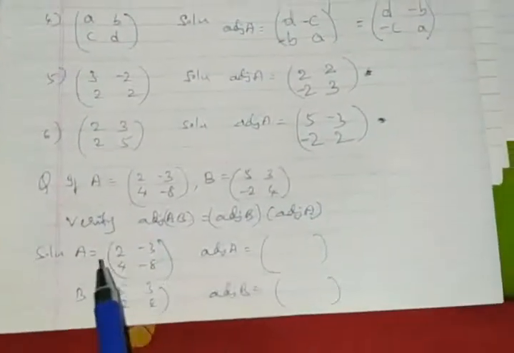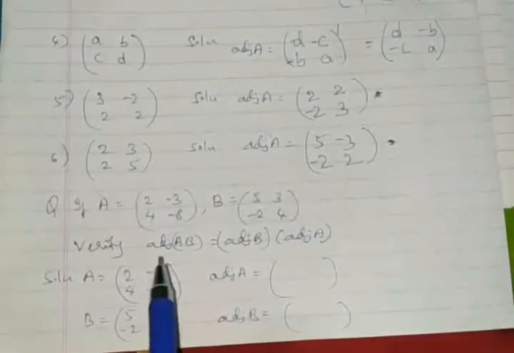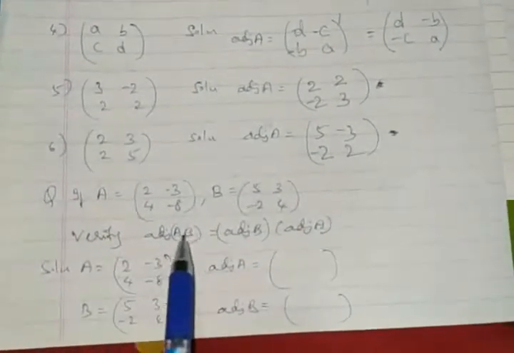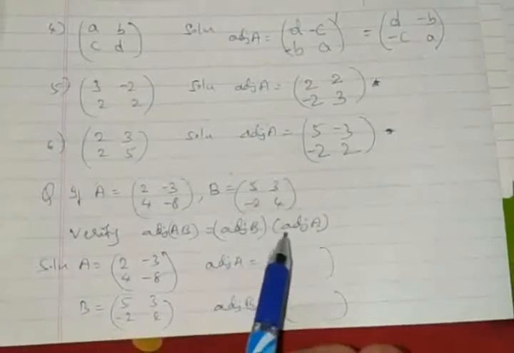Now one question I have given here for verification of the property. If A is a matrix and B is a matrix, then we verify this property: adjoint of A into B is equal to adjoint of B into adjoint of A.